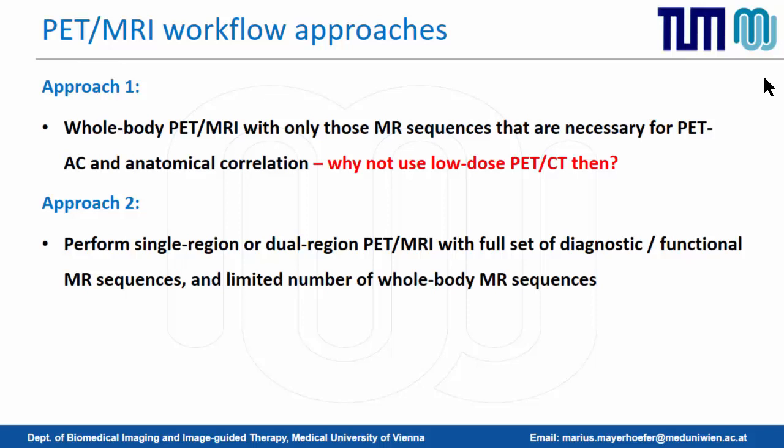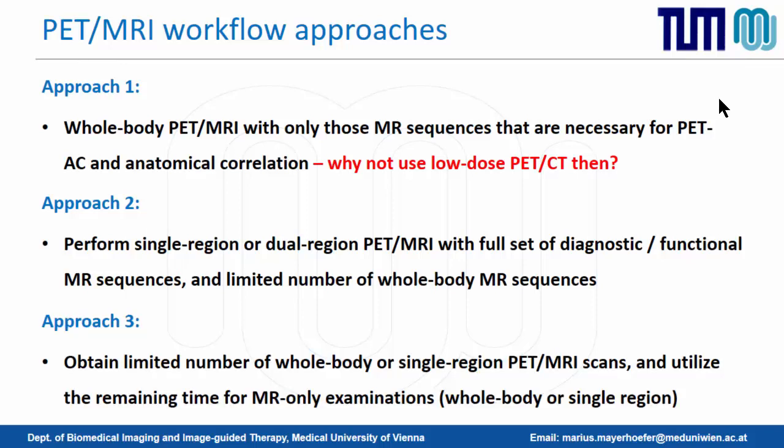Now the second approach, and that's the one that's favored in most PET-MR centers that I know, you focus on one region, on one area of interest, for instance, where the primary tumor is located. There you use a full set of diagnostic and functional MR sequences, and for the rest of the body, you just use a basic protocol. And the third approach is to use PET-MR for single region or whole body imaging, and then utilize the remaining time for MR-only examinations. That would probably also make sense from an economical point of view.